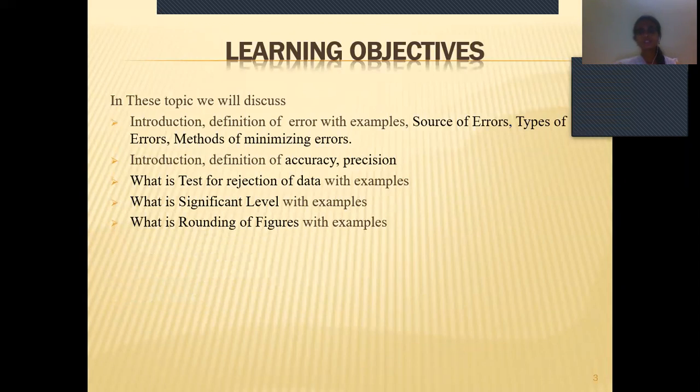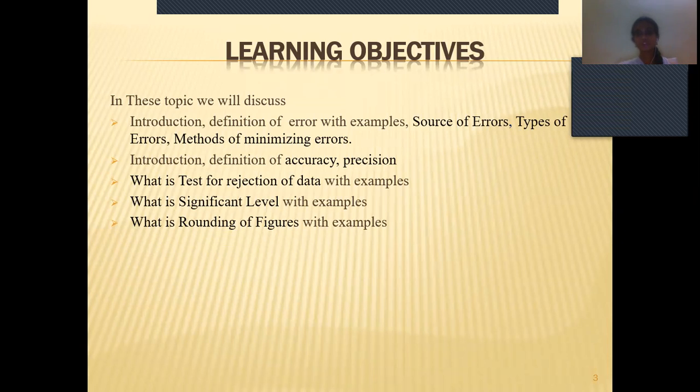What will we learn in this topic? We will discuss the introduction and the definition of errors, along with some examples, and the sources of errors, meaning in what way errors occur, and the types of errors. Also the methods of minimizing errors, meaning by what methods we can reduce them, and the definition of accuracy with examples, and what precision is, the test for rejection of data, the significant level, and the rounding of figures.